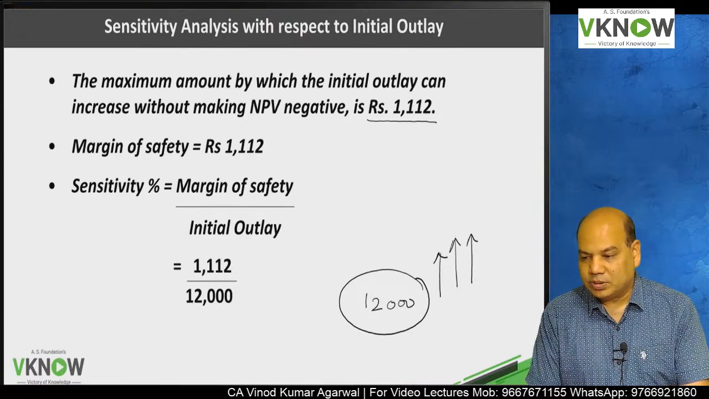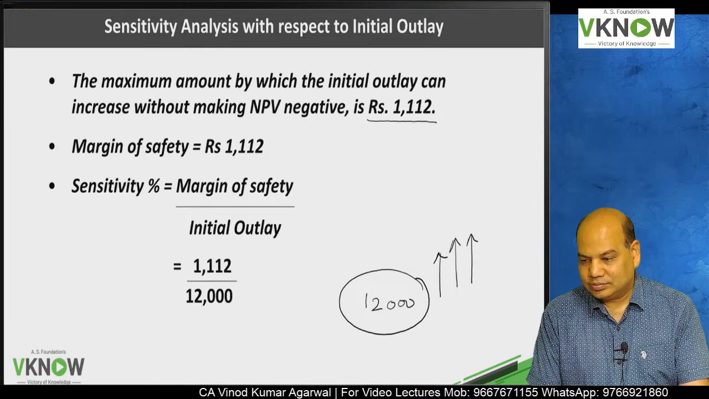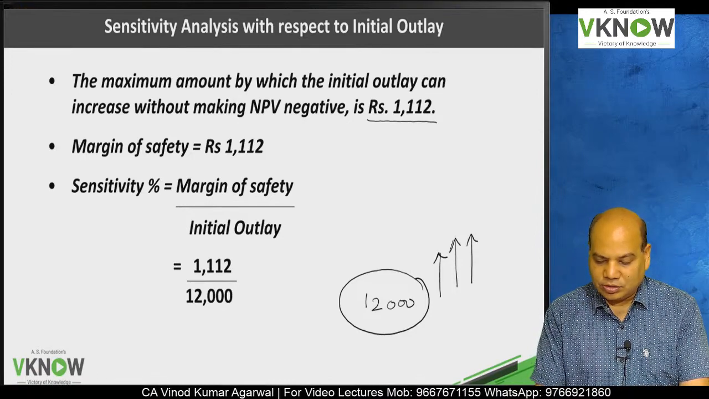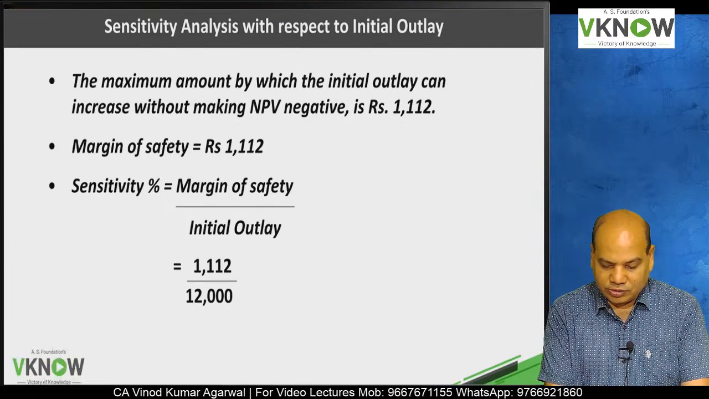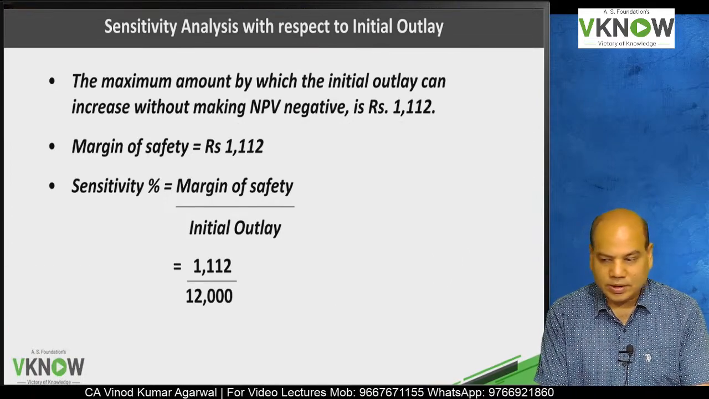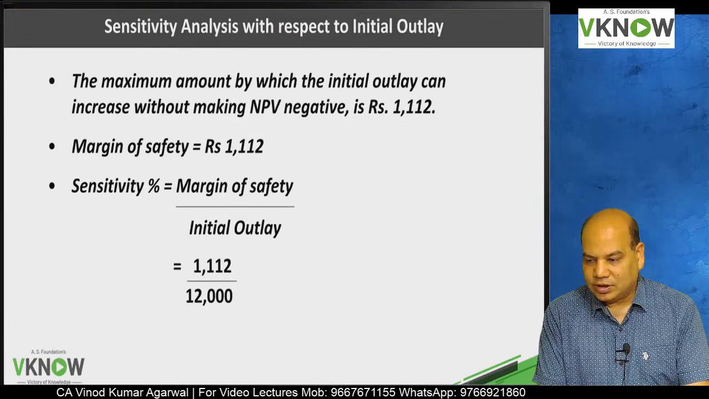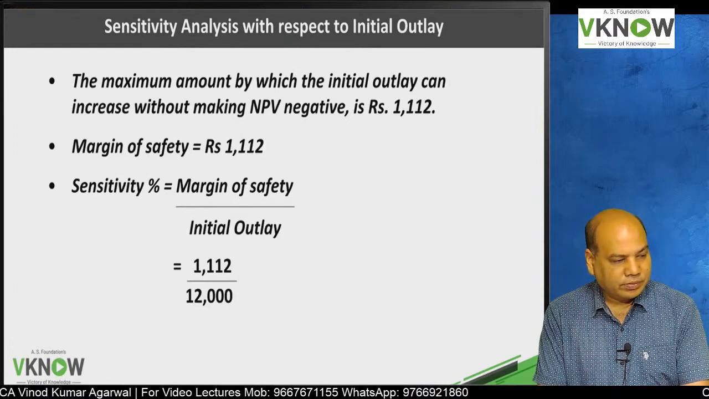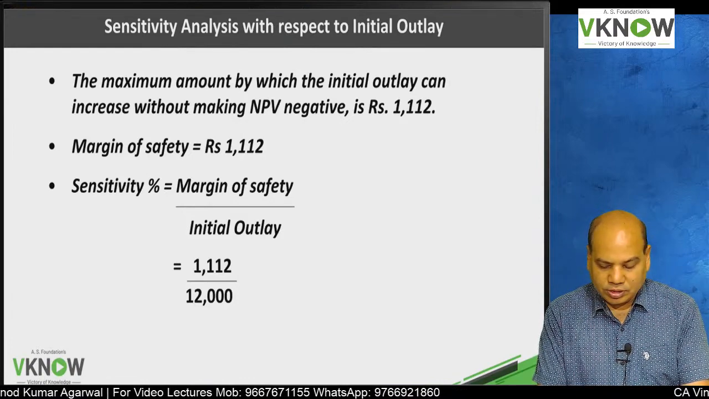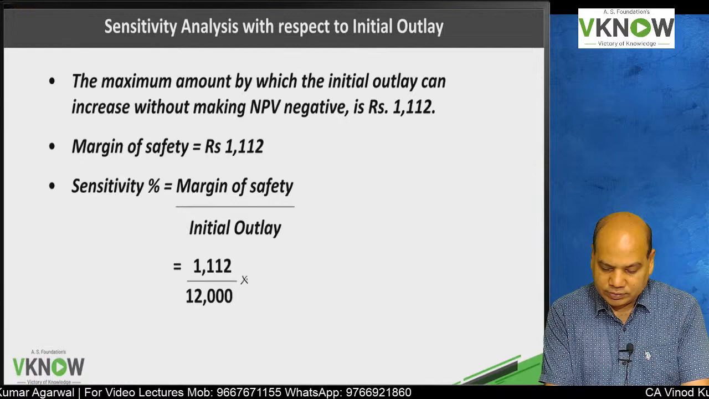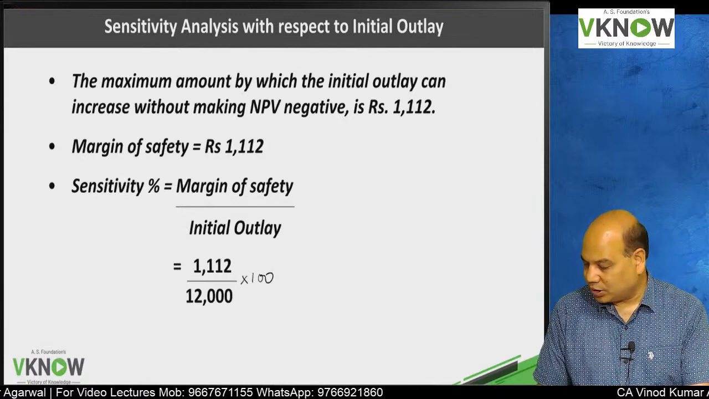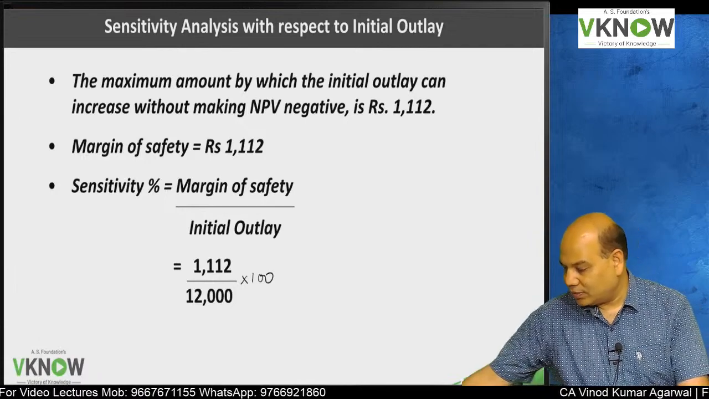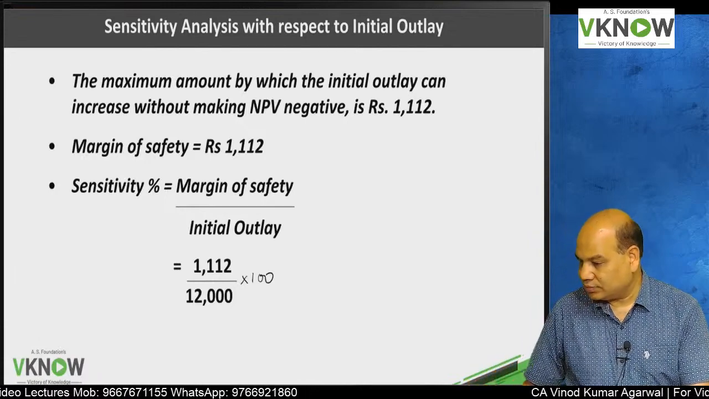Therefore sensitivity percentage equals margin of safety upon initial outlay. Margin of safety 1112 divided by 12,000 into 100. Anybody who would like to reply? Any volunteer who would like to reply? What is the answer for this?